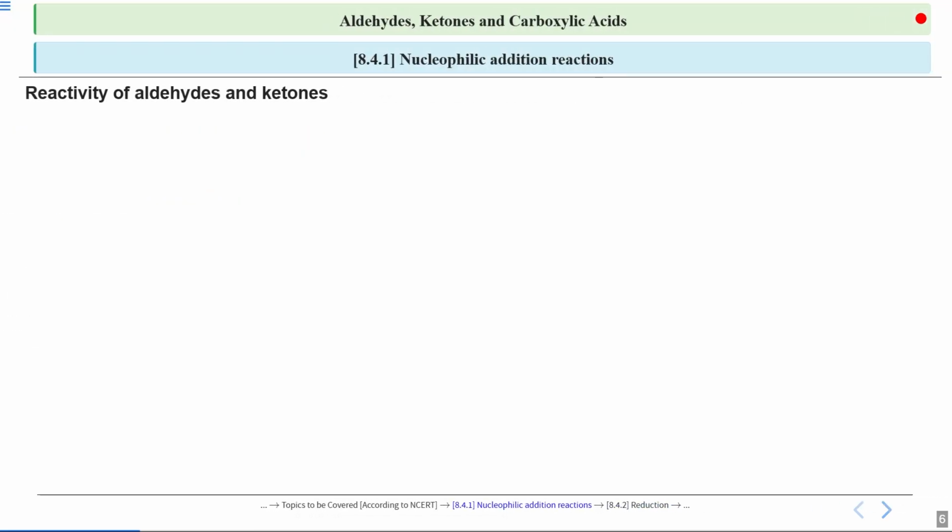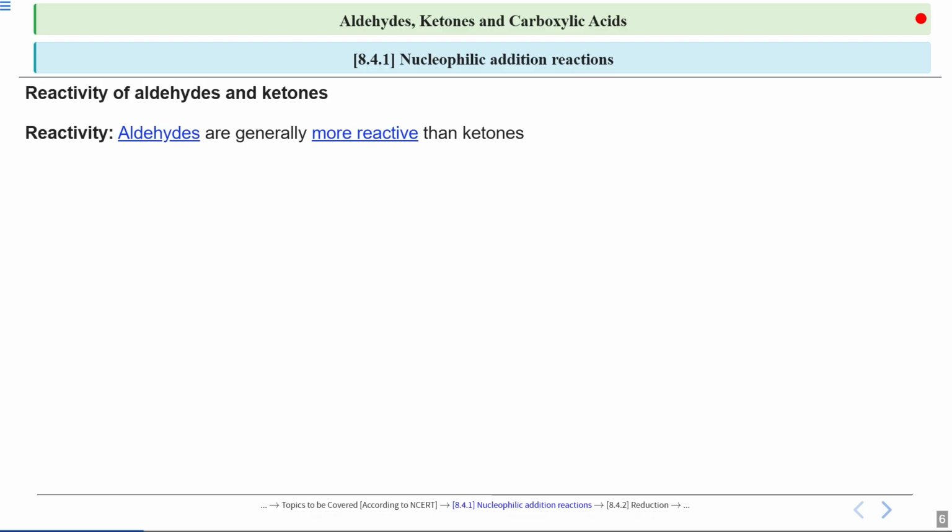Now we will talk about the reactivity of aldehydes and ketones. If I talk about the reactivity, aldehydes are generally more reactive than ketones. Why? Can you think of the reason? Why is it so?